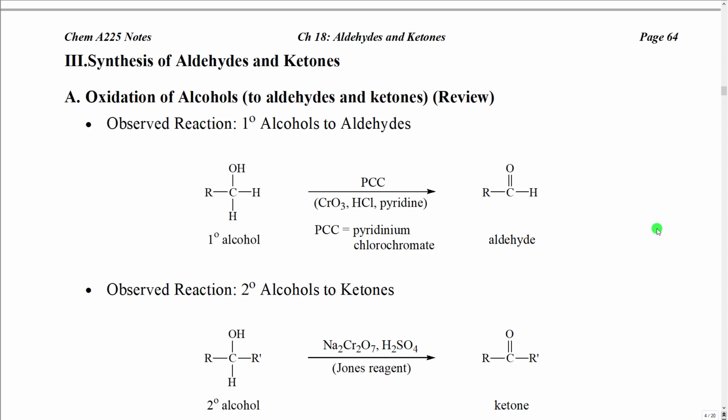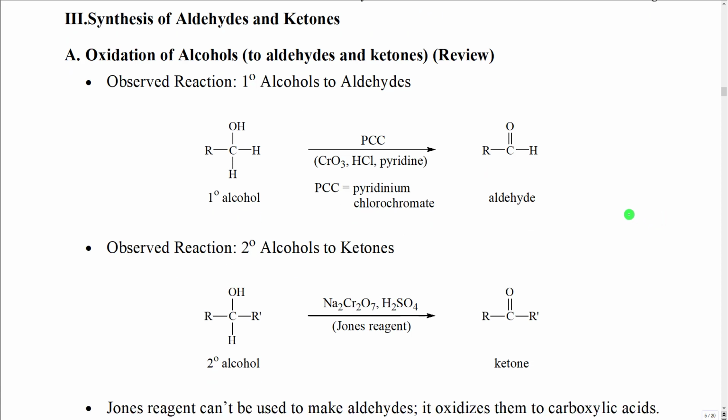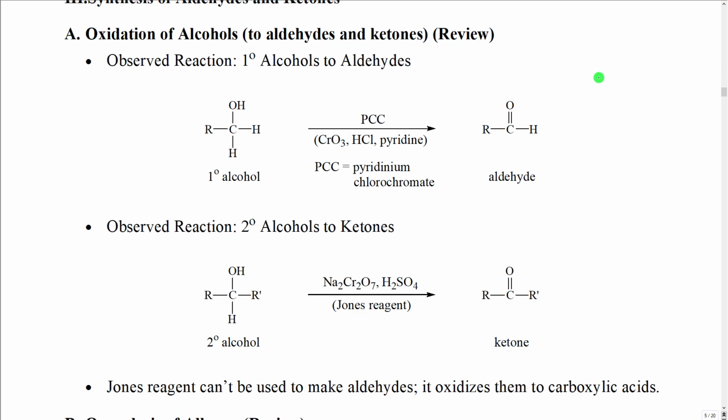In part 2 of our chapter 18 lecture, we're going to talk about the synthesis of aldehydes and ketones. The synthesis reactions are mostly going to be oxidation reactions, but we will see some reduction reactions later. Many of these are also going to be reviewed from a previous chapter. So for example, reaction A, oxidation of alcohols to aldehydes and ketones. These were reactions that we discussed back in the alcohol chapter as reactions of alcohols.